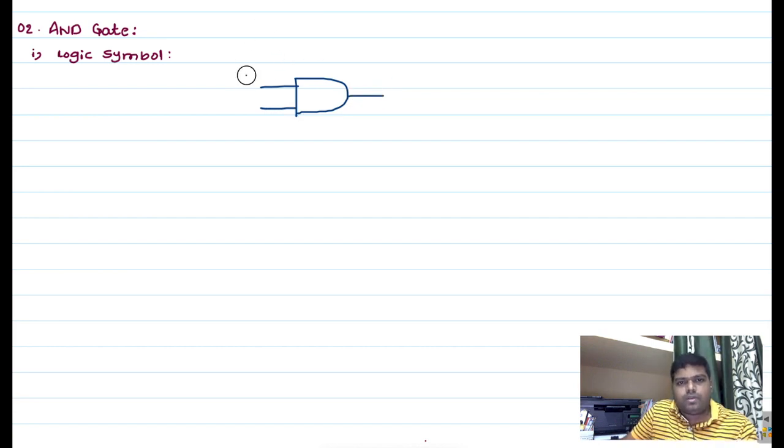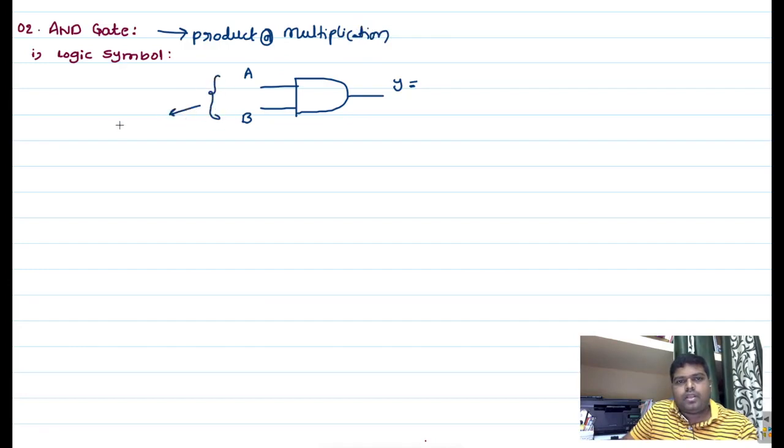Okay, this is your logic symbol. This is input A and this one is input B, and this is your output. AND means what? Product or multiplication, right? So here these two are input variables. Here we are using two input variables, so that's why it performs a binary operation. Okay, the previous case, the NOT gate, performs a unary operation, whereas in this case it performs a binary operation.